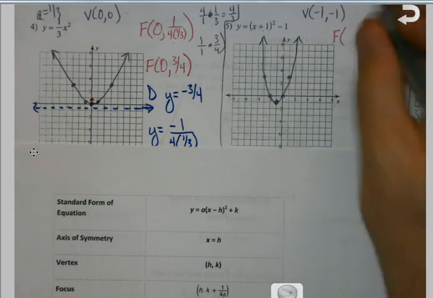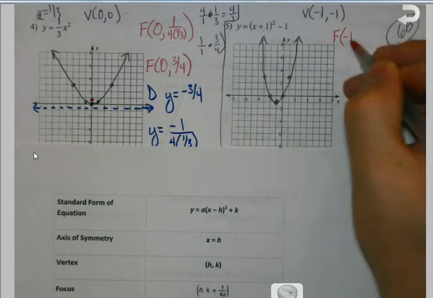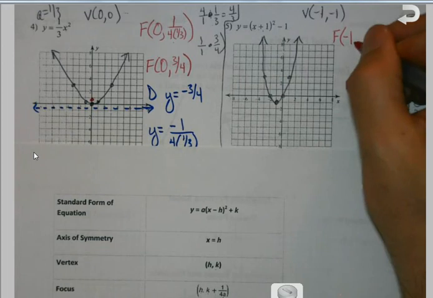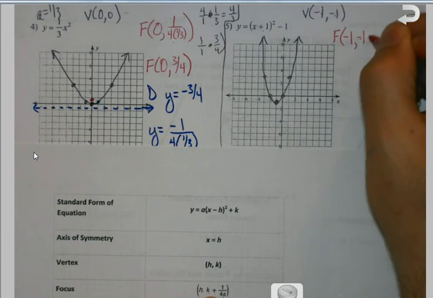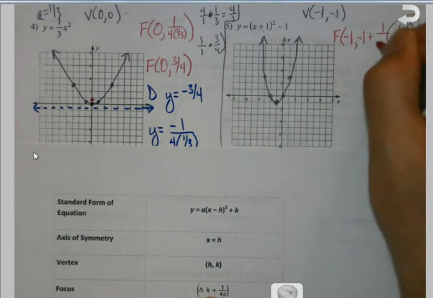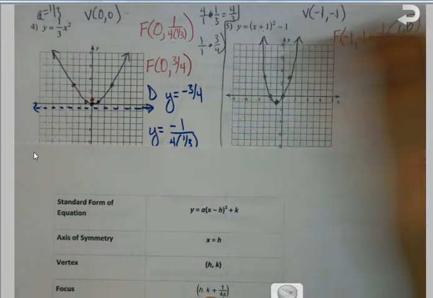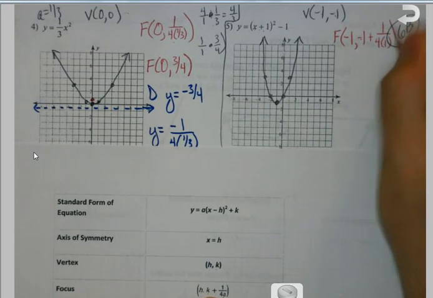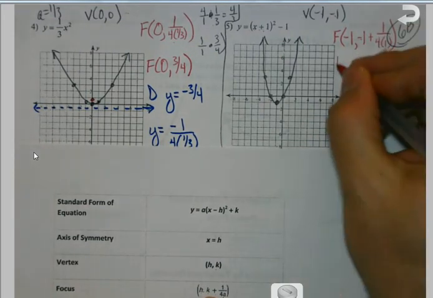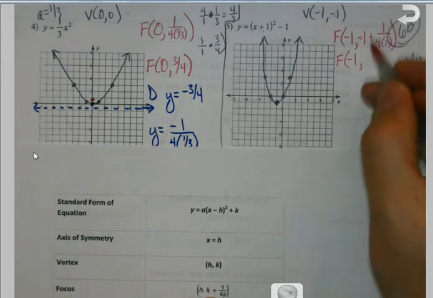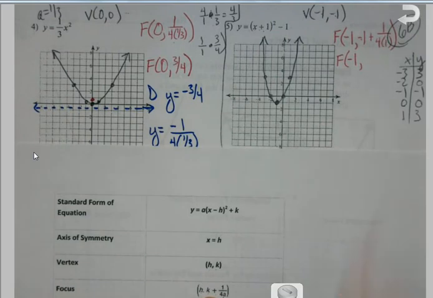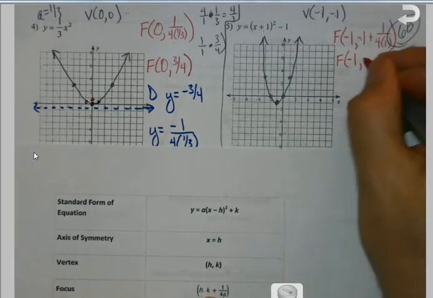So here my focus, my h value is -1. And then for my y value, it's k plus 1 over 4. And since I don't have a coefficient that I see there, it's just going to be 1. So my focus ends up being at -1, and that's going to be 1/4. What's -1 plus 1/4? -3/4.